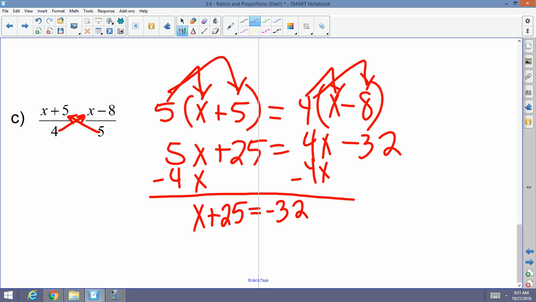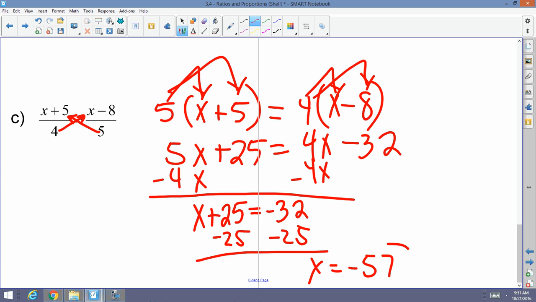Now we're left with a single step equation. So what do we do now in this single step equation? You subtract 25 because I want to get x all by itself. And that's exactly right. X is going to equal negative 57. And that's how you do that. Does that make sense, gentlemen? Any questions on proportions so far?